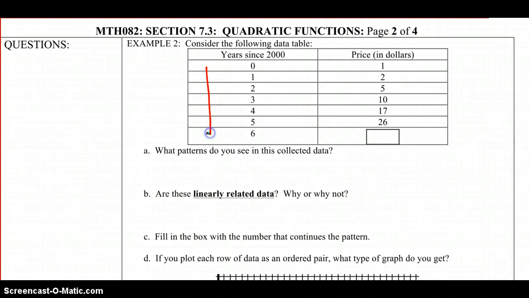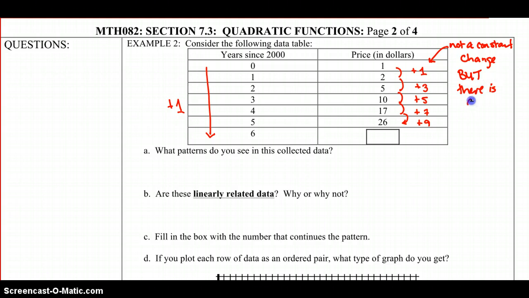All right, so one of the patterns we should have noticed was that these keep increasing by 1, just like they did before. But over here, to get from 1 to 2, it went up 1, and from 2 to 5, it went up 3, so not a constant change. From 5 to 10, it went up 5, and from 10 to 17, it went up 7, and from 17 to 26, it went up 9. So there's not a constant change. But there is a pattern to these changes.